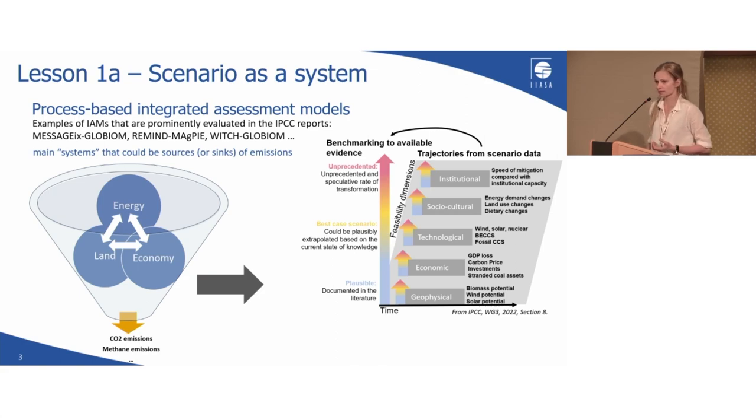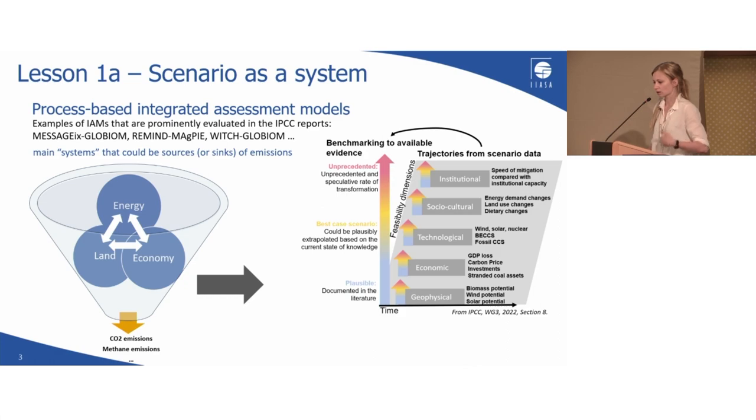And so to order this a little bit, we proposed five dimensions based on the past IPCC work, where we categorize some of the key indicators into geophysical, economic, technological, social, cultural, and institutional dimensions, and then propose metrics for each dimension, and for each indicator, which allow a comparison across scenarios.